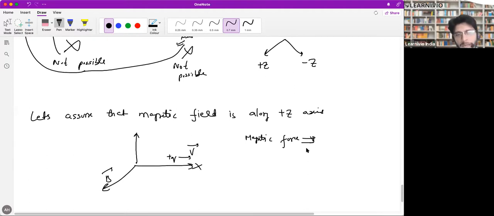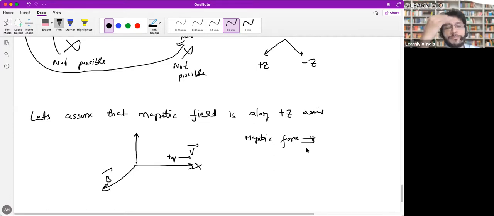Ahmed, what will be the direction of magnetic force? Apply right-hand thumb rule. Take your right hand, place your fingers along velocity and curl them towards magnetic field. Where is your thumb going, Ahmed? Inwards. Inwards? You're using right hand or left hand? Right hand. Okay, let's ask someone else. Mariam, apply right hand, fingers in direction of velocity, and curl towards the magnetic field. Magnetic field is outwards. Where is your thumb going? Sir, inwards. Okay.